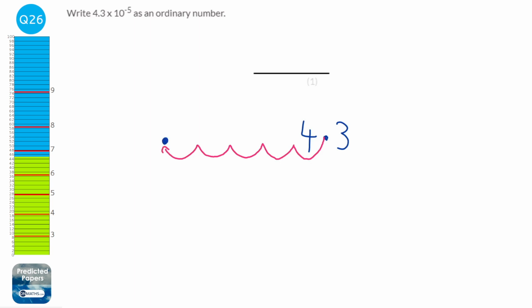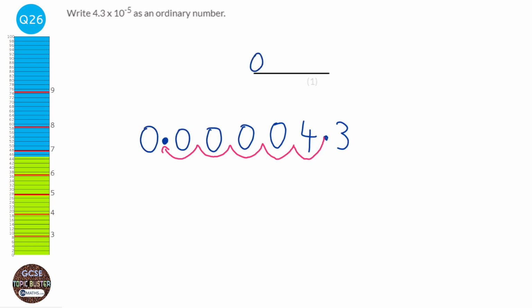All the jumps that we made, we're going to fill in with zeros. And because it's decimal, we're going to start it off with a 0. So our ordinary number is 0.00043. Now it's important to realise that we shouldn't really think about it as jumping the decimal point. We're actually shifting the number, but it's all relative and it's a lot quicker just to move that decimal point.